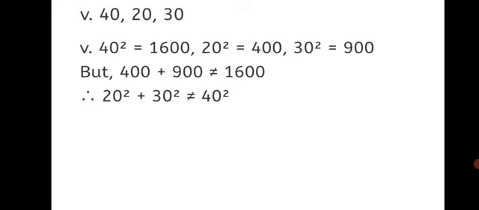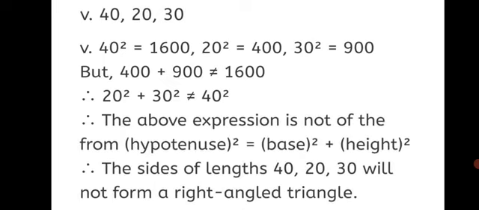Therefore, 20 square plus 30 square is not equal to 40 square. Therefore, the above expression is not of the form hypotenuse square is equal to base square plus height square. Therefore, the sides of lengths 40, 20, 30 will not form a right angled triangle.